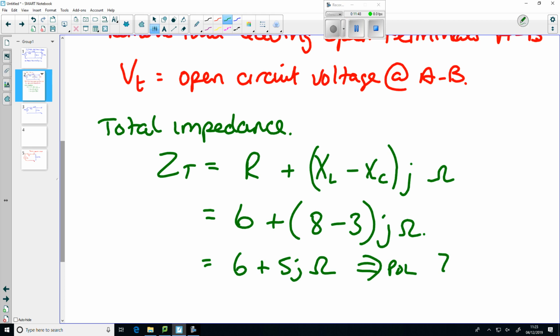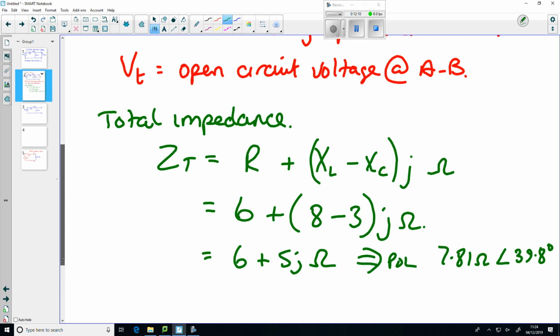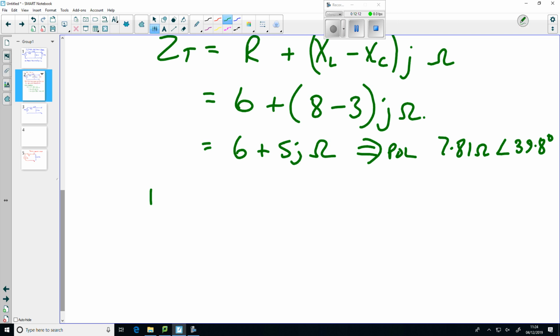7.81 ohms angle 39.8 degrees. Yeah. So that's the total impedance. Now we can calculate the current from, therefore, I is equal to E over ZT. That's the 100 volts.